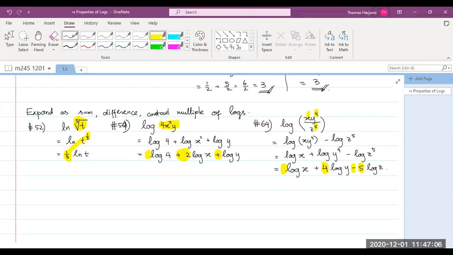Now, with that said, let's try if we can do this problem in one step. Number 56, natural log of x squared minus 1 over x cubed.